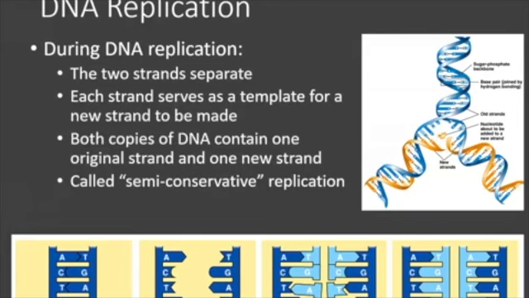We call this semi-conservative replication because we are conserving part of the DNA that we started out with, because it's becoming half of the new DNA. So each strand serves as a template for the new strand that's going to be made.